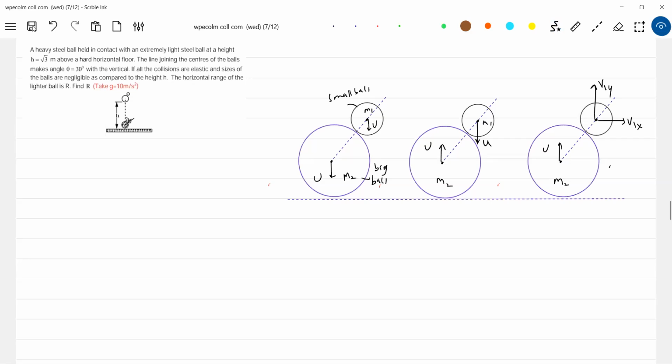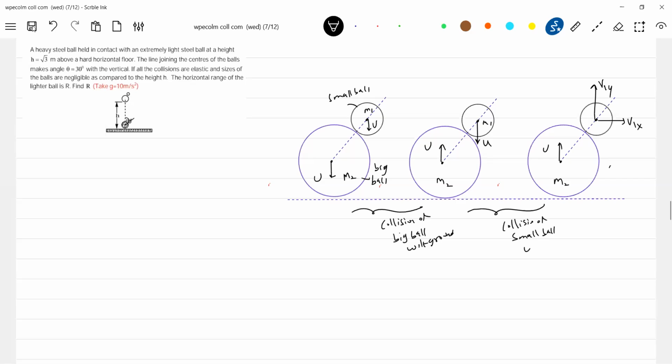So what actually are you doing? Both are released, they're in contact. First, this will collide, and as it is an elastic collision, it will rebound with the same speed. Now there'll be a collision between these two. So what is this diagram? Collision of the big ball with the ground. Next, what is this? Collision of the small ball with the big ball.